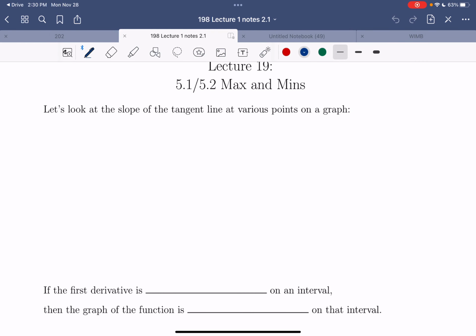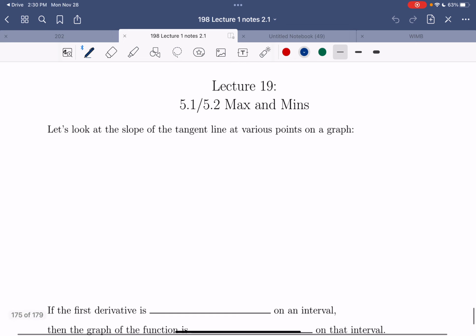Hey y'all, this is a long one because this is a combined section. So I'm going to break this one into two videos. We're going to start out with lecture 19, and this is ideas from section 5.1 and 5.2. I don't really like the way they split them, so I kind of do it all together.